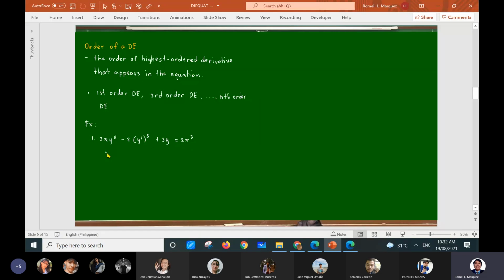Guys, what is this? Second order. You can have it in words or in the symbol. Second order. In particular, what differential equation? ODE. Am I correct, guys? Second order ODE. Okay? Because we have already discussed the types.